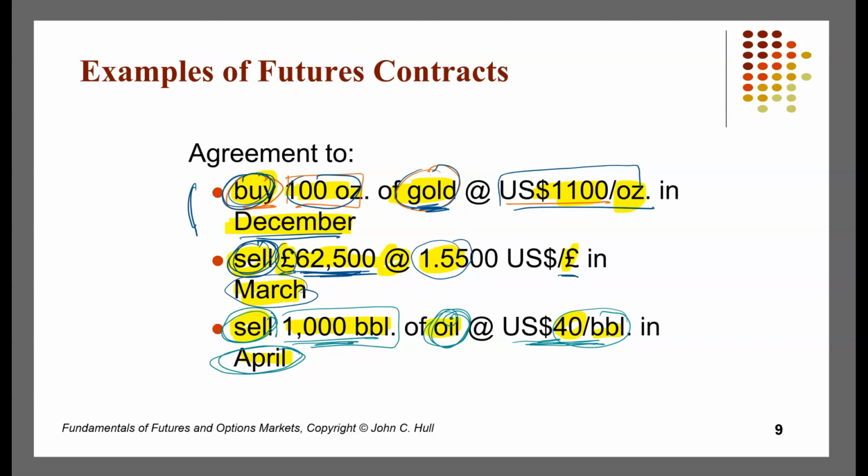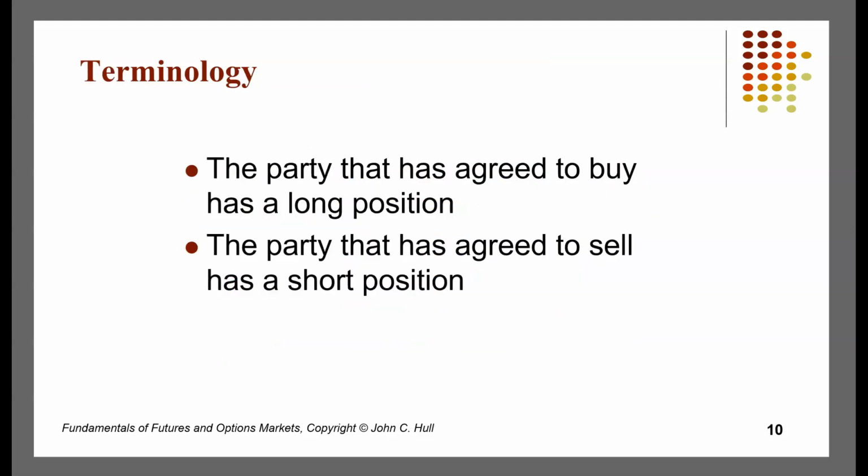Okay, and a little more terminology here for us. The party that buys, that agrees to buy, is taking a long position in the underlying, and that is the party that agrees to take delivery. So if you take delivery of the underlying, you are essentially referred to as the long party. That is, you're paying for the underlying.